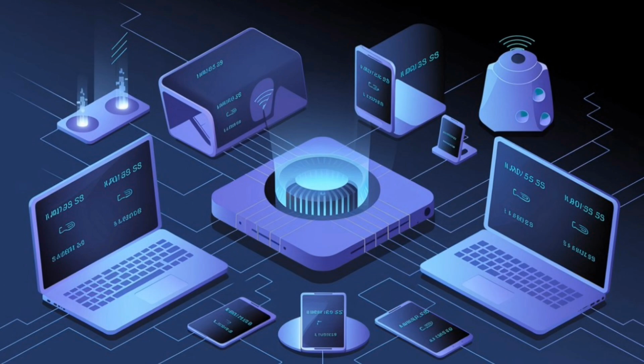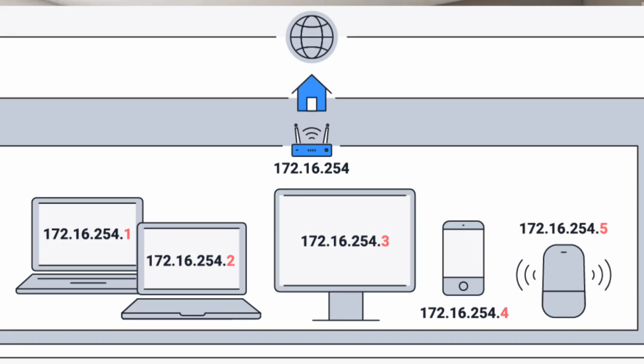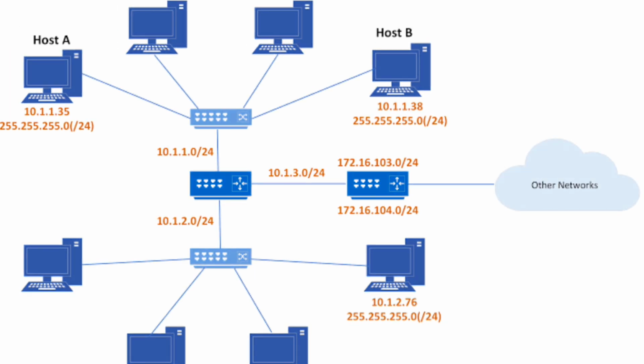And every device that connects to the internet, whether it is your laptop, smartphone, or even your smart fridge, gets a unique IP address. These addresses allow devices to communicate with each other and share information. Without IP addresses, the internet as we know it would not work. It's the backbone of how data travels across the web.